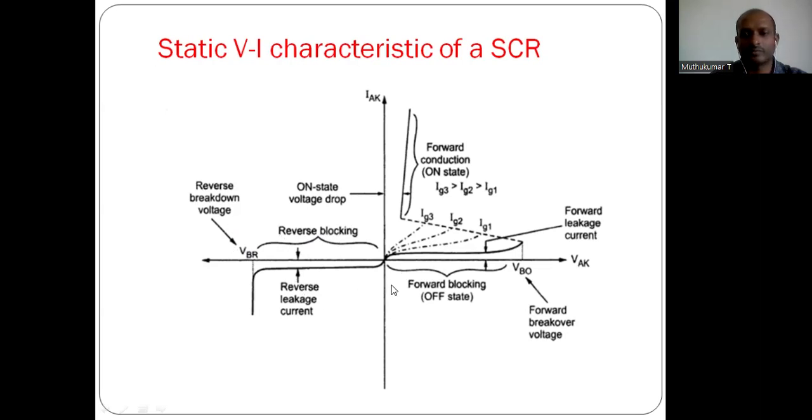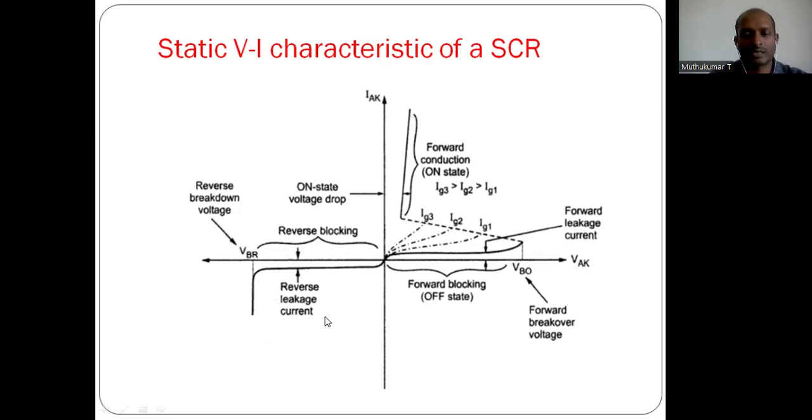If the forward voltage is applied to the anode-cathode terminal, a very small forward leakage current flows. After this, the forward voltage reaches VBO, that is the forward breakover voltage. When our anode-cathode voltage exceeds the forward breakover voltage, the anode-cathode current IAK increases rapidly, depending upon our gate signals. So this is called the forward conduction mode.